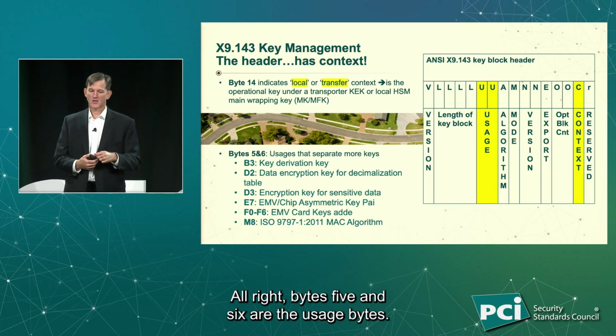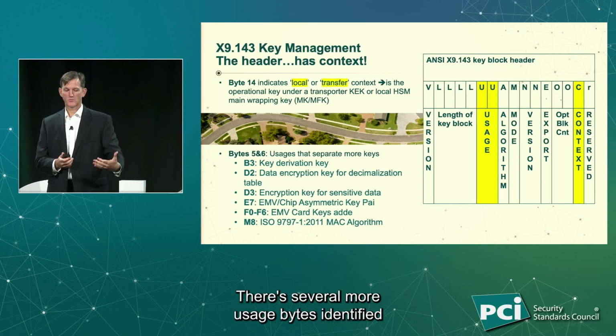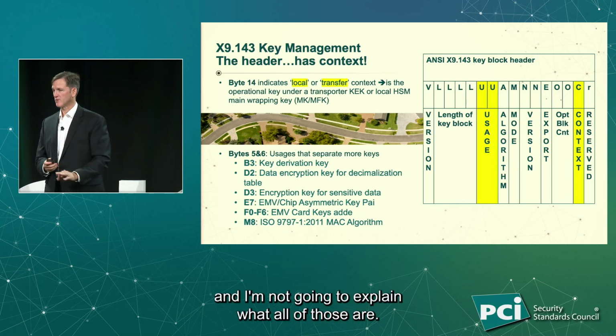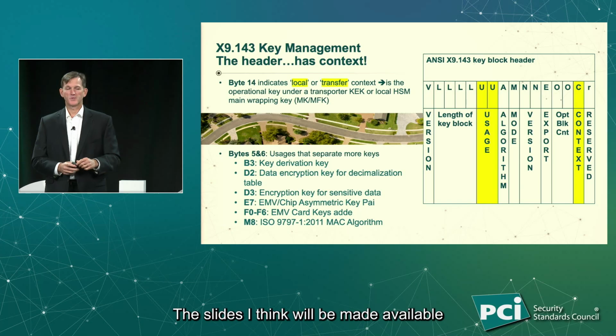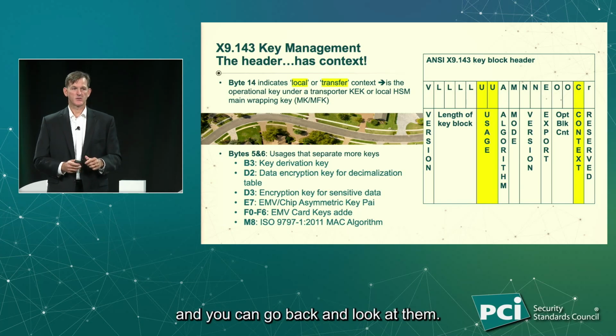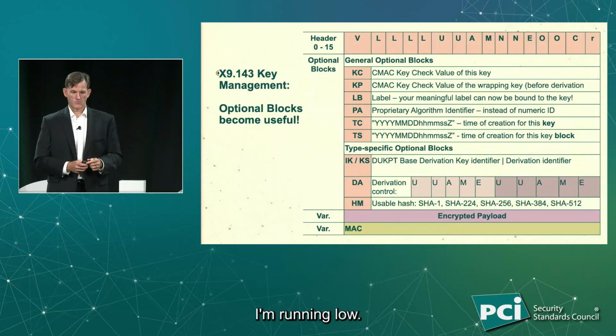All right. Bytes 5 and 6 are the usage bytes. There are several more usage bytes identified, and I'm not going to explain what all of those are. The slides, I think, will be made available, and you can go back and look at them. So that will help out there, but I'm running low.